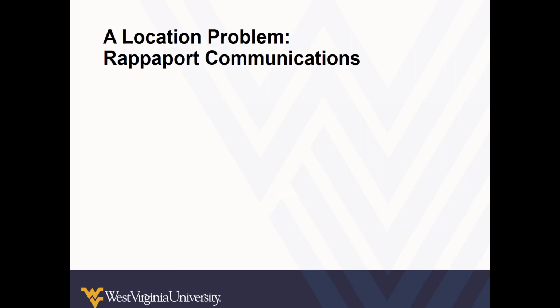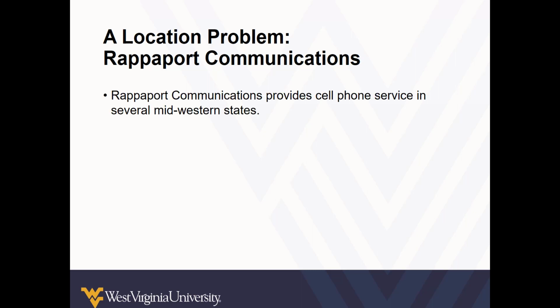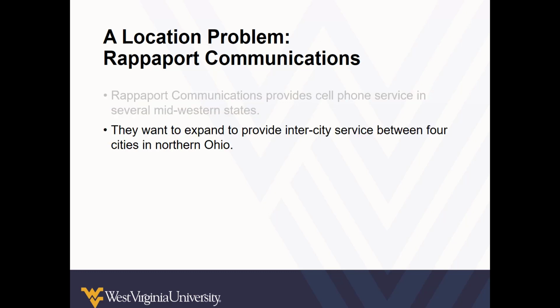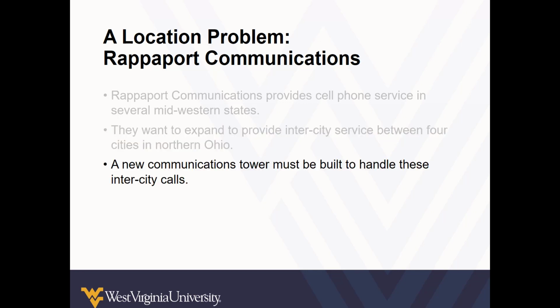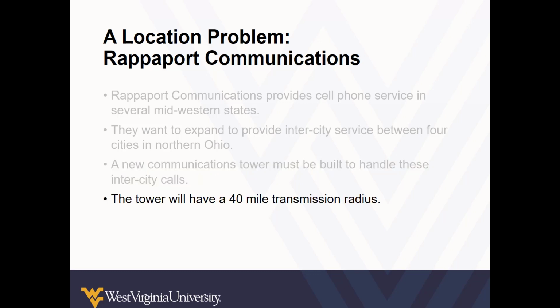So let's take a look at a location problem. The Rappaport Communications Company provides cell phone service in several Midwestern states. The company is planning to expand its customer base by offering cell service in northeastern Ohio to the cities of Cleveland, Akron, Canton, and Youngstown. The company will install the hardware necessary to service customers in each city based on pre-existing communication towers in each city. The new tower will have a 40-mile transmission radius.